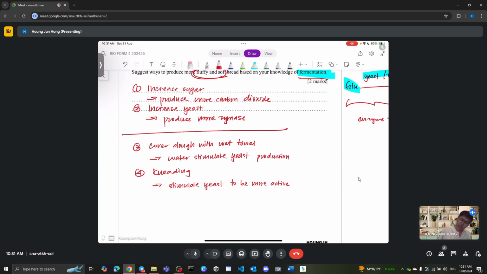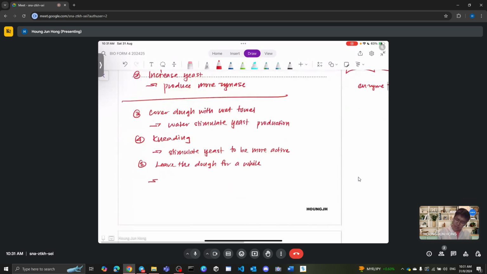Finally, the last one is that we would also like to leave the dough for a while, meaning we wait for it. So why do we wait? Because this allows fermentation to slowly take place. Fermentation also takes time. So of course you need to wait for the fermentation to slowly release carbon dioxide. Then you get your fluffy bread. So we allow fermentation to occur.